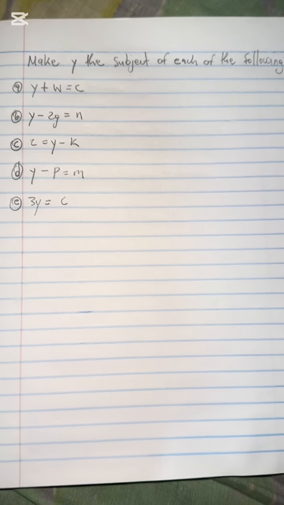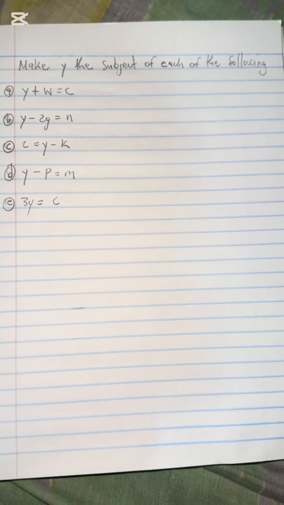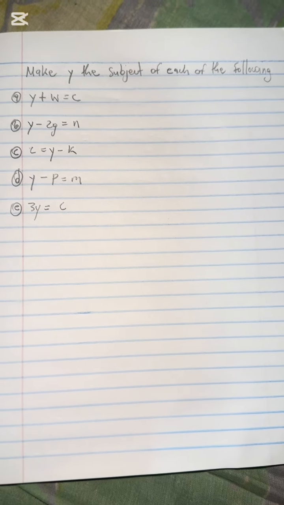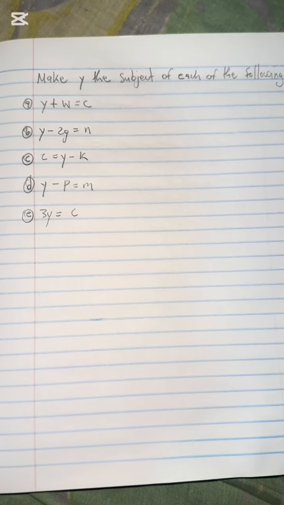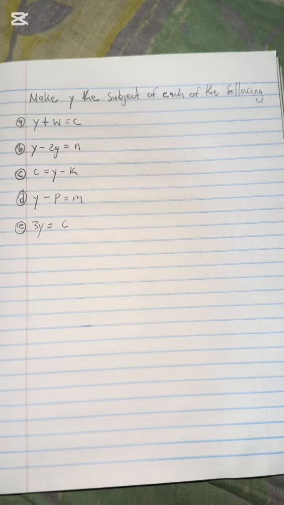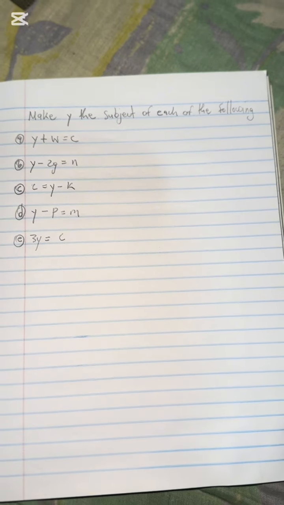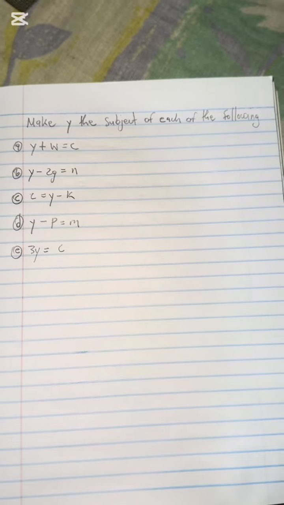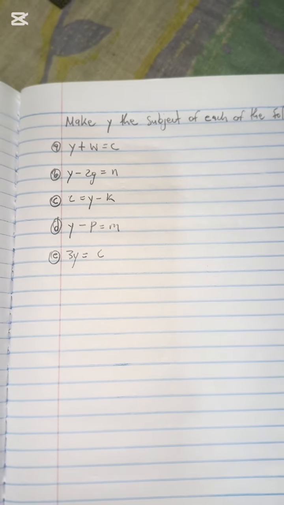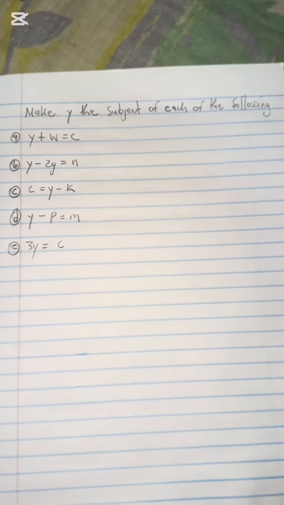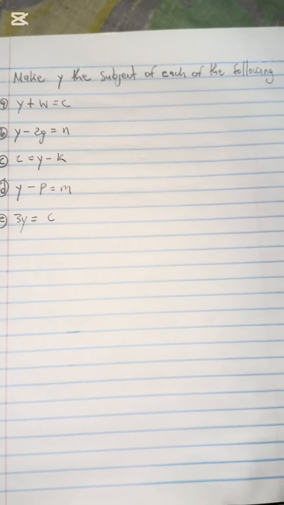All right, let's go. So the question says, make y the subject of each of the following, right? So it basically wants us to make y be on one side of the equation and the other variables on the other side, right? It basically wants y to equal the other stuff on the other side. It's pretty easy, pretty simple.